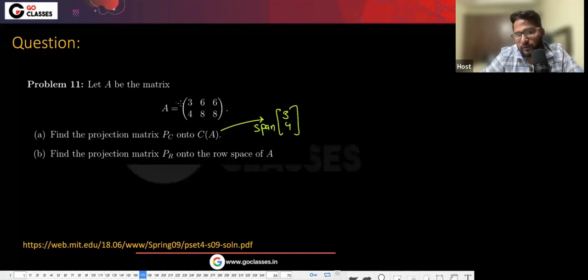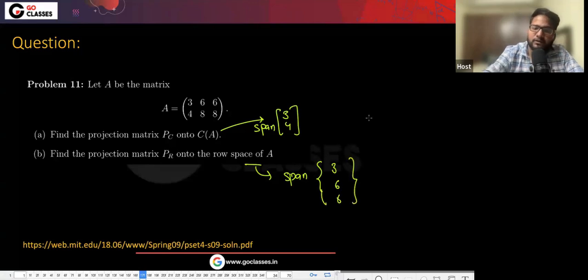Obviously it is not possible. So this and this must be multiples of each other. So I think it is multiplied by 4 by 3, right? Okay, so if you multiply by 4 by 3, you will be getting this, right? These two have to be multiples of each other. So that is why the projection matrix is just a space. You can find out the projection matrix for the span of, you can say, 3 6 6.